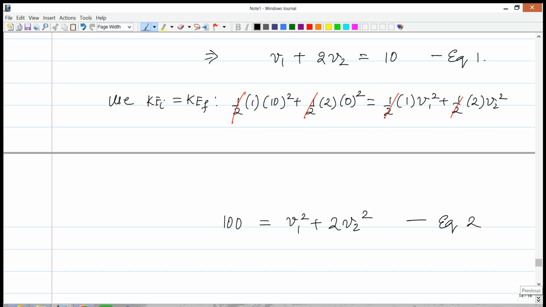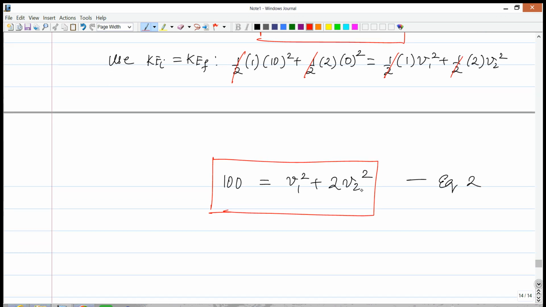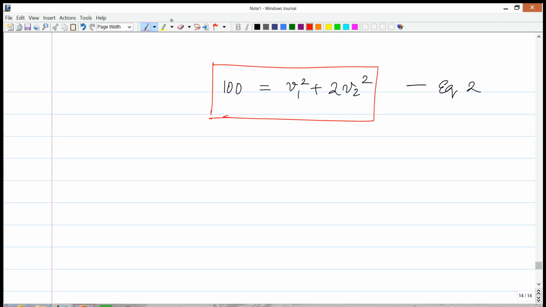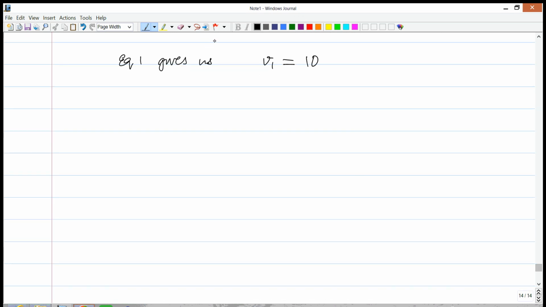Alright, great. So now we have two simultaneous equations. The first one is this right here, and the second one is the equation that comes out of the kinetic energy conservation. To solve this, all we're going to do is solve for v1 from the first equation and substitute it into the second equation. So here we go. Equation 1 gives us v1 equals 10 minus 2 v2.